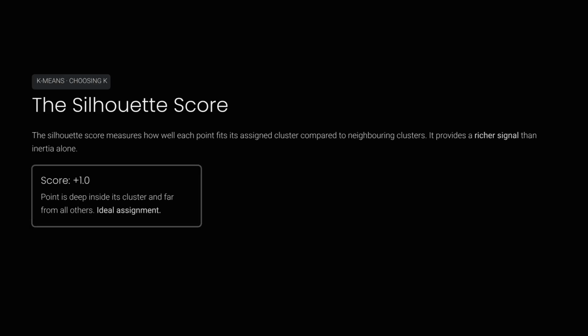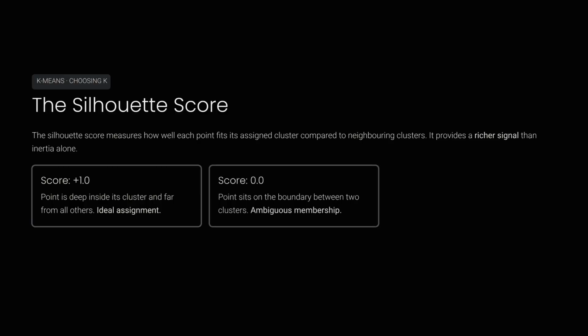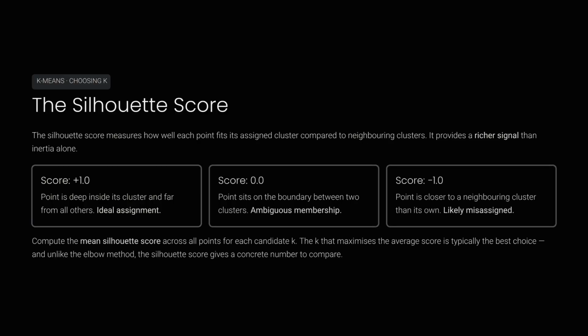The silhouette score offers a more objective measure. It assesses how well each point fits its assigned cluster compared to neighboring clusters. A score of +1.0 is ideal assignment, 0.0 is ambiguous, and -1.0 means likely misassigned. The K that maximizes the mean silhouette score is typically the best choice.